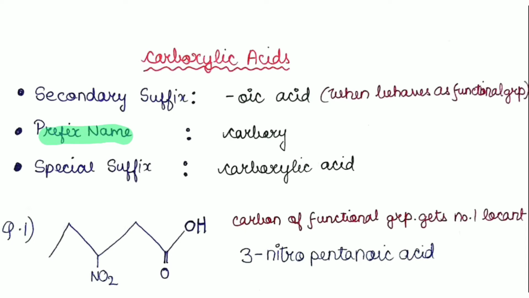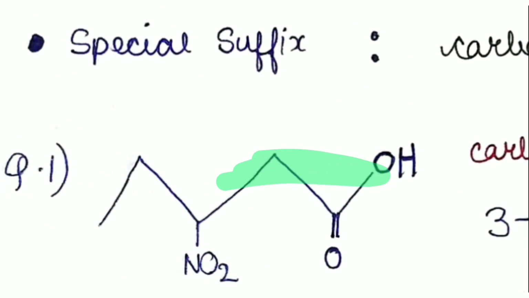So before the name of the hydrocarbon, you're going to add carboxy if there is a carboxylic acid and it is not the functional group but only a substituent. In such a case, you will add carboxy before the name of the hydrocarbon. And in a case where carboxylic acid is the functional group, then you'll be adding oic acid after the name of the hydrocarbon. The special suffix also is there for carboxylic acid, guys. That is simply carboxylic acid. We are going to see in what cases we use this special suffix in a little while. Before that, let's come to this question and try to name this compound.